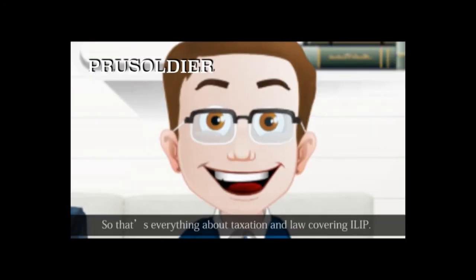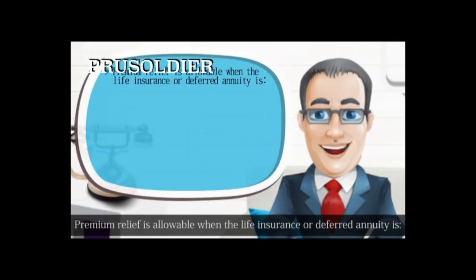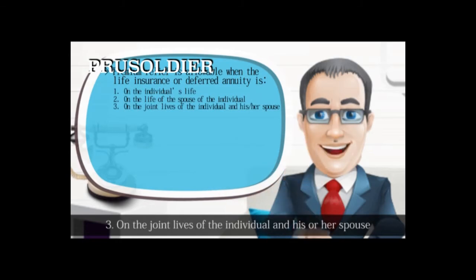So that's everything about taxation and law covering ILIP. Do you have any questions? I think I understand better now. You mentioned that premium relief is allowable when the life insurance or deferred annuity is 1. On the individual's life. 2. On the life of the spouse of the individual. 3. On the joint lives of the individual and his or her spouse.